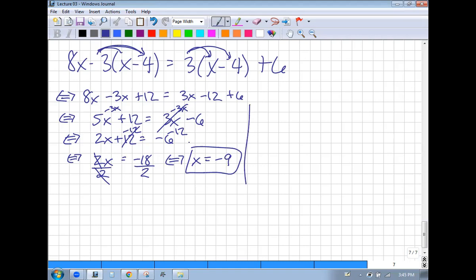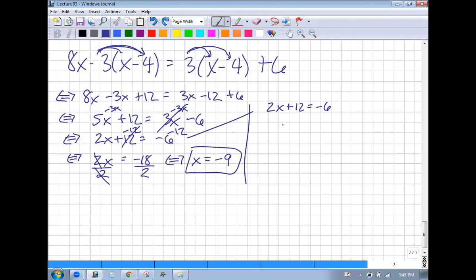Now, what if I'm here? Let's look at this. We have 2x plus 12 equals negative 6. We got rid of the 12 first, right? What if you try to get rid of this 2 first? What if you do it out of order? You can do it. It's just more complicated and it's easier to make a mistake, right?